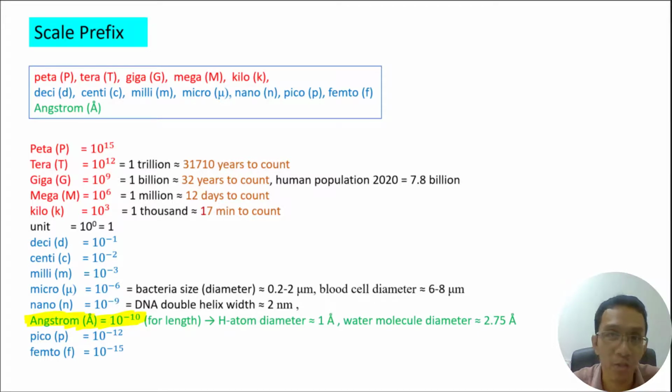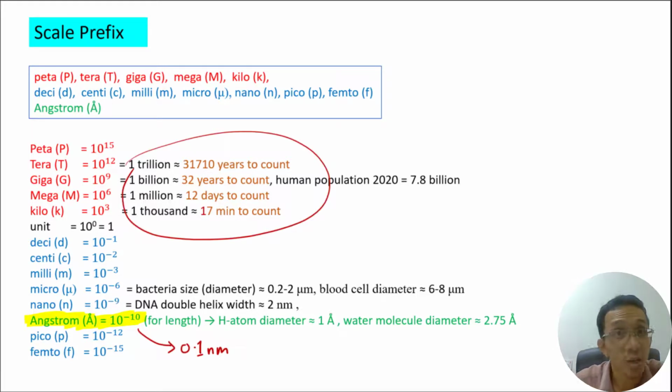Angstrom is a special unit used only for length because the diameter of an atom is on the order of 1 angstrom. Diameter of a hydrogen atom is about 1 angstrom. Angstrom is typically used when referring to an atomic radius or size of molecules and spacing. 1 angstrom is 10 to the power of negative 10 meter or 0.1 nanometer.